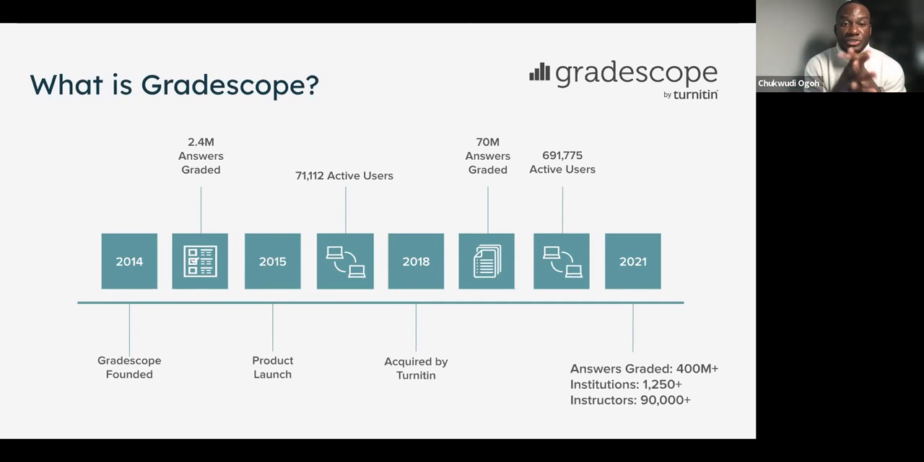The history of Gradescope started in 2014. At the time, we had 2.4 million answers. At this stage in 2021, we have over 400 million assignments submitted, 90,000 plus instructors, and over 1,250 institutions across the globe.